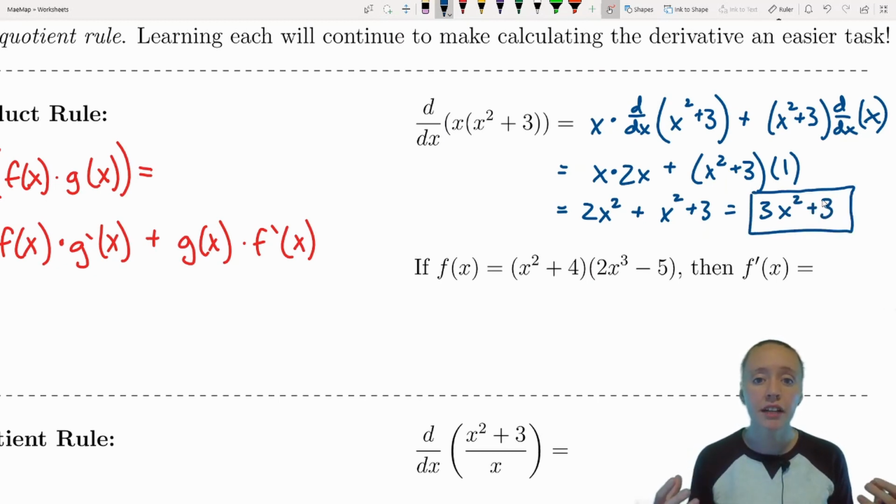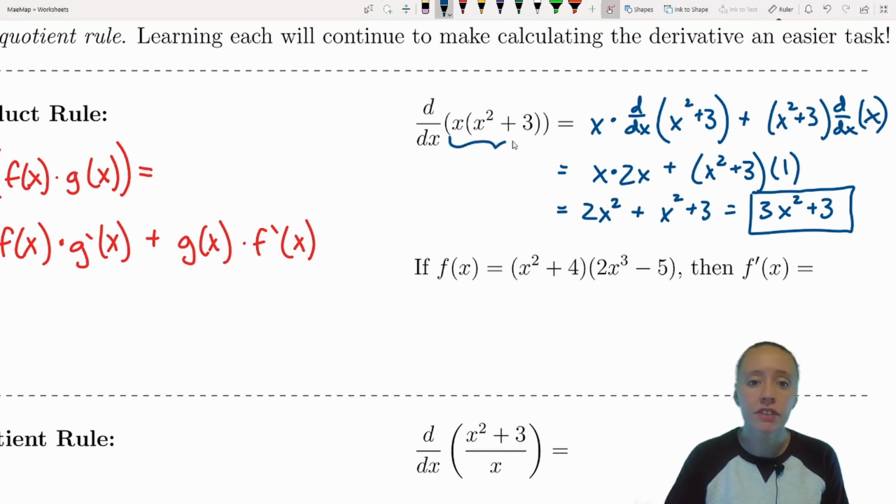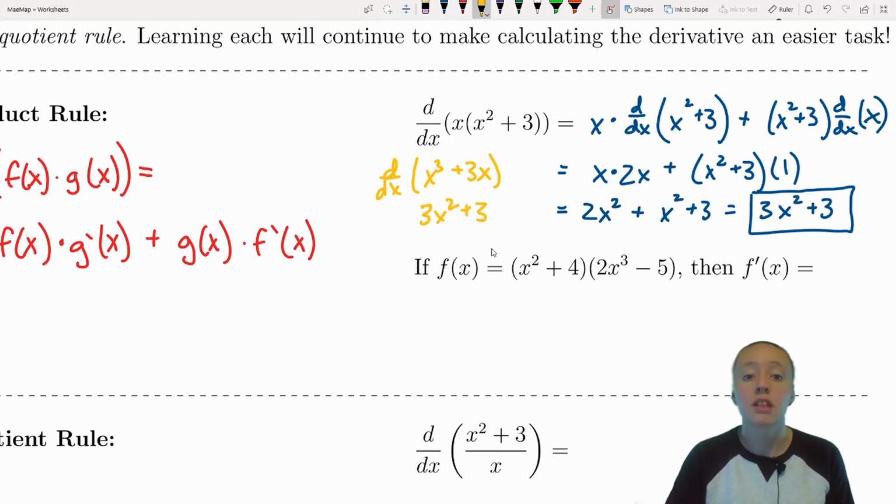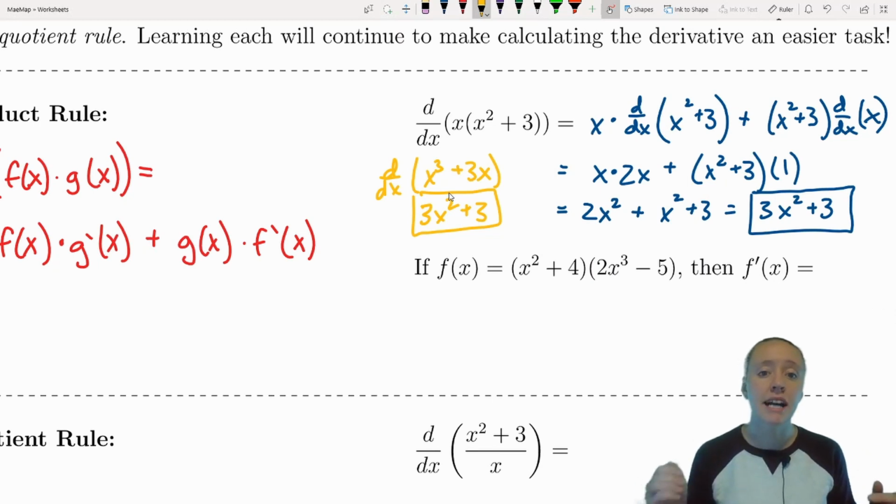Now a quick double check. Let's simplify this first and then take the derivative normally, because if we distribute that in, we'll be taking the derivative of x cubed plus 3x. The derivative of x cubed plus 3x is 3x squared plus 3. So you can see when we distribute it in, we get the exact same answer.